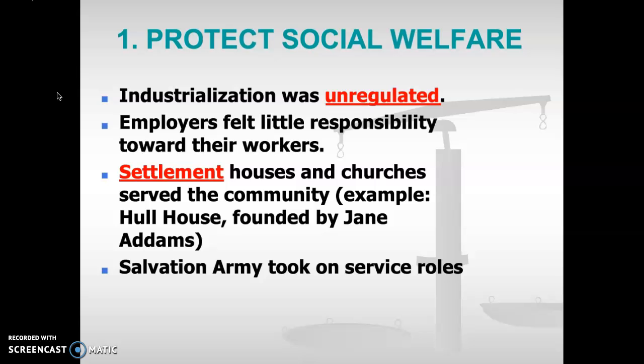But we do see some people fighting back. We have the settlement houses and churches trying to serve communities, such as Hull House, founded by Jane Addams, which we talked about in our last unit. We also have the creation of the Salvation Army. It's going to take on service roles.